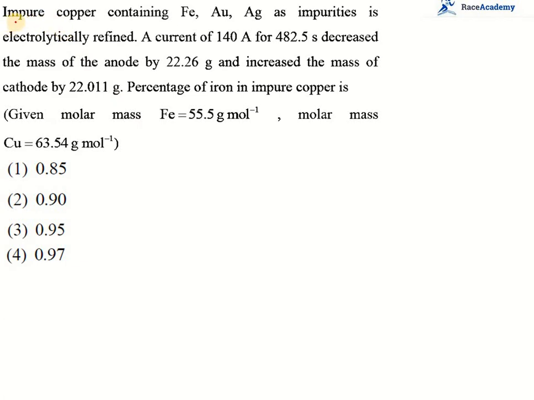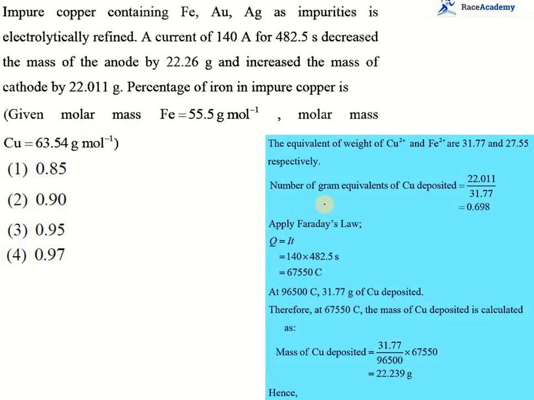Next question. In impure copper containing Fe, Au, Ag as impurities that is electrolytically refined, a current of 140 amperes for 482.5 seconds decreases the mass of the anode by 22.26 grams and increases the mass of the cathode by 22.011 grams. Then the percentage of iron in the impure copper is how much? We have to use Faraday's law equation. See, the equivalent weight of copper is 31.77 and iron is 27.55, from the charges and all.